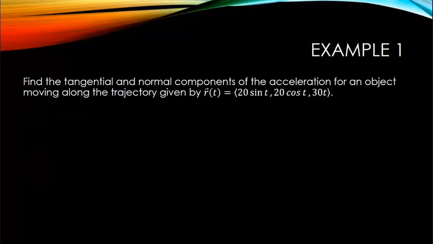So let's look at an example. I want to find the tangential and normal components of the acceleration for an object moving along the trajectory given by the vector r(t) with components 20 sin t, 20 cos t, and 30t.